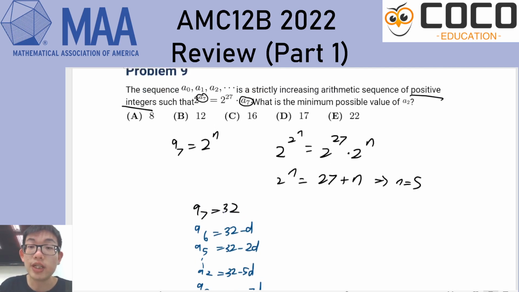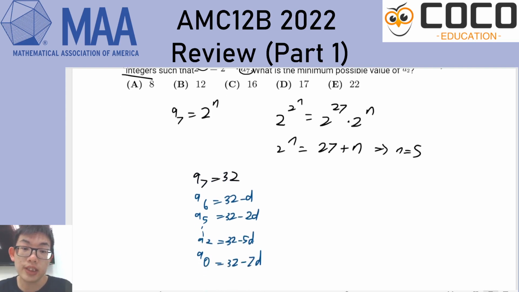And I have to make sure that everything is positive integers. So that means that this is greater than 0, d is at most 4. And so if d is at most 4, a2 is at least going to be equal to 12.